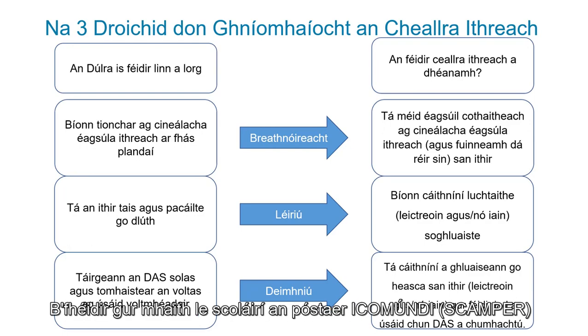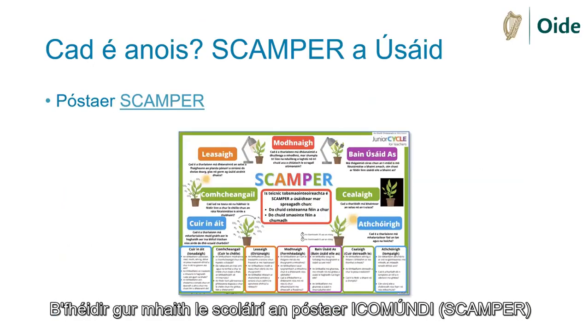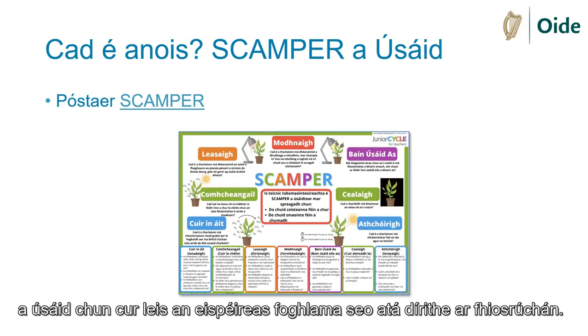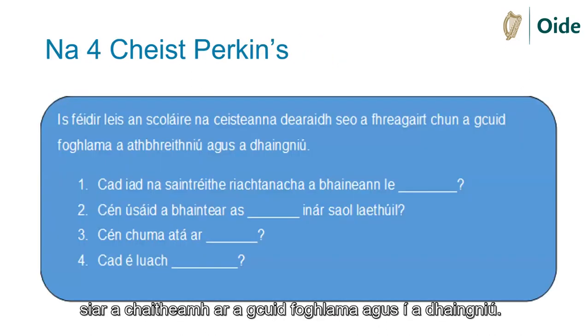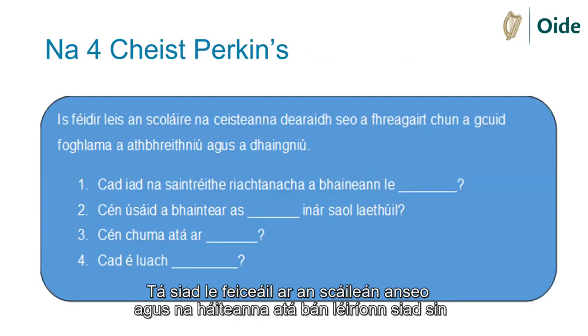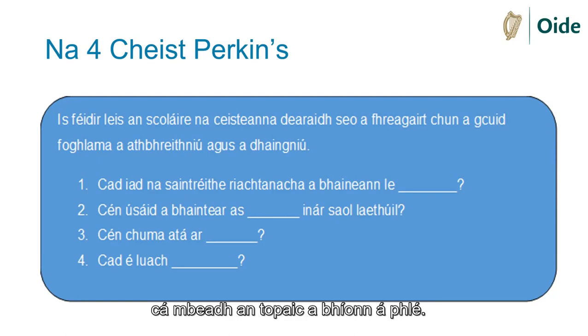So now what? Students may wish to use the Scamper poster to build upon this learning experience focused on inquiry. For example, could the soil become even more conductive by adding lemon juice or vinegar to the soil? Perkins designed 4 questions to allow students to revisit and reinforce their learning. They're shown on the screen here, and where there is a blank represents where the topic being discussed would be.